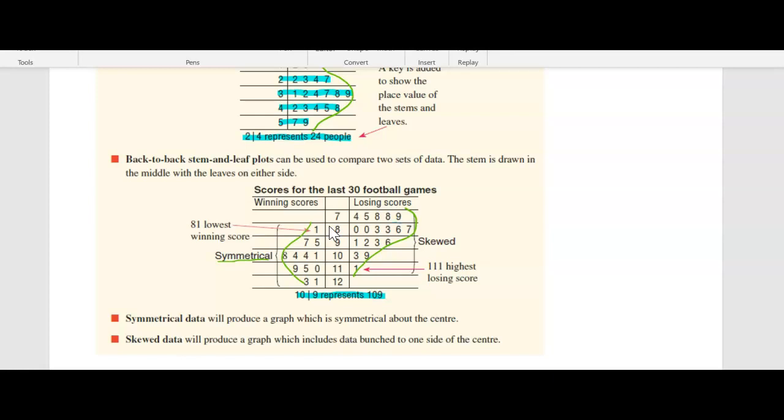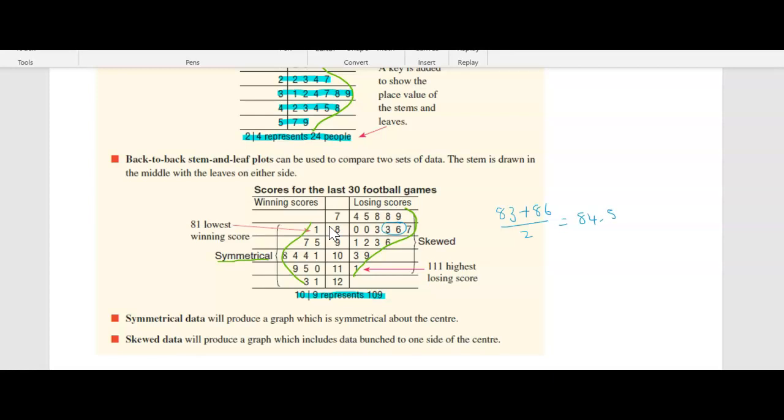So 1, 2, 3, 4, 5, 6, 7, 8, 9. Your halfway point is going to be between, not 3 and 6, sorry, that is 83 and 86. So we can add them together and divide by 2, or you can just say, what is halfway between 83 and 86? That is 84 and a half. So that would be your median for losing scores.